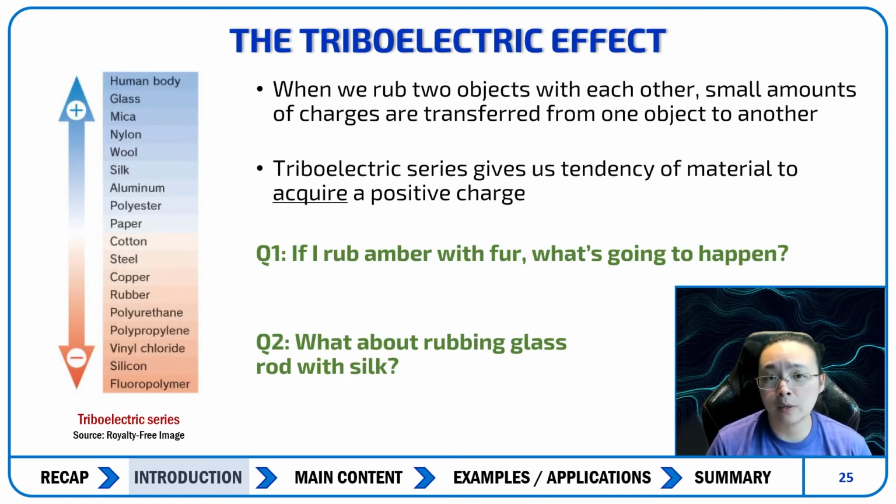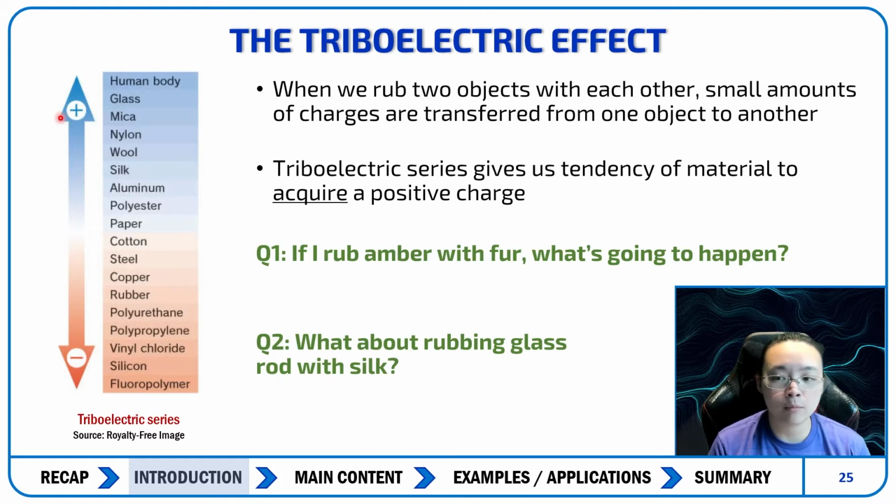Now, different materials will have different tendencies to give or take electrons, and the triboelectric series that you see here gives us the tendency of a material to donate electrons, or essentially to hold a positive charge. So if we rub amber with fur, even though fur isn't really on the chart here, it's quite high up in the triboelectric series, which means it prefers to acquire a positive charge. And materials that want to acquire a positive charge like to donate electrons.